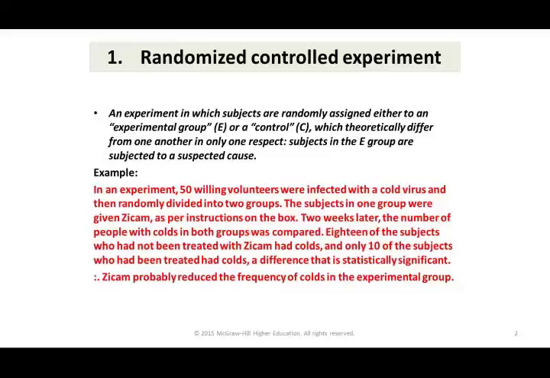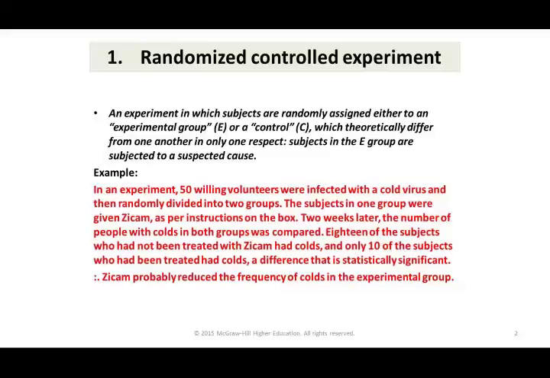Okay? So that's a randomized controlled experiment. Remember, randomized control. So we randomly assign people to different groups, and we are controlling who gets and who doesn't get the cause to measure for the effect. And we are looking for something that is statistically significant as reflected in the graph on 11.2.